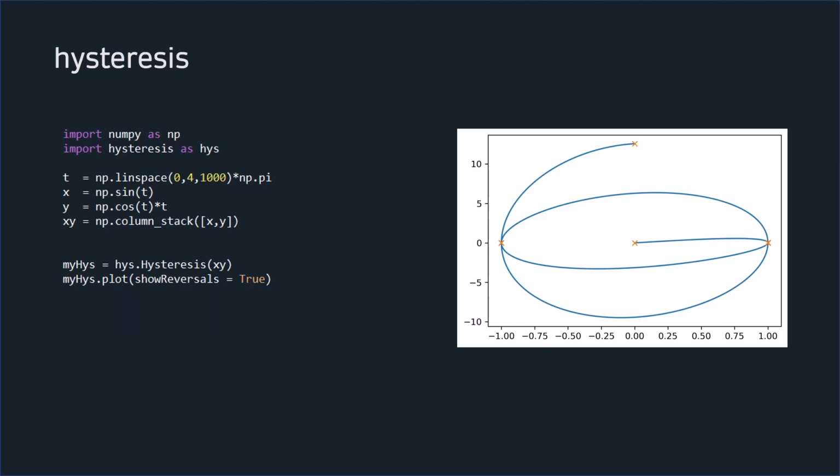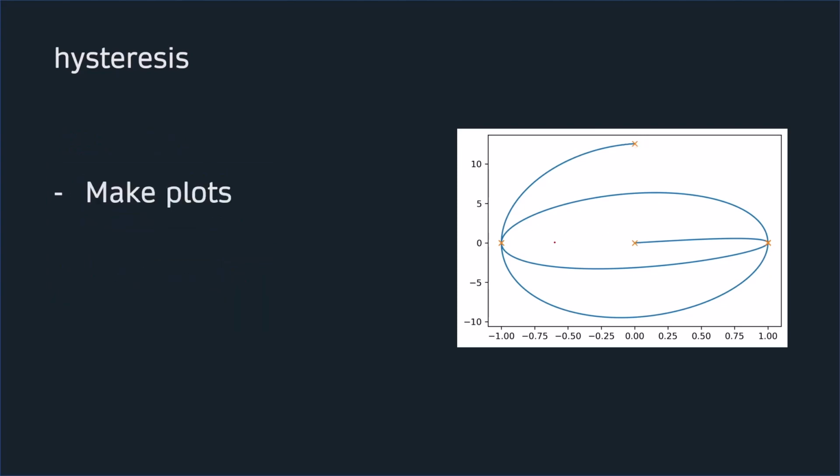A simple script for hysteresis is shown on the left. So the first little bit, we're setting up some curve, and this is just very simple in NumPy. And then we're pulling in the hysteresis library, we're making the hysteresis object, and we're plotting it. And you can see that plot on the right. And in particular, we can see that the reversal points have been detected. Those are our little X's over here. So hysteresis has found where these reversal points are and kind of knows that.